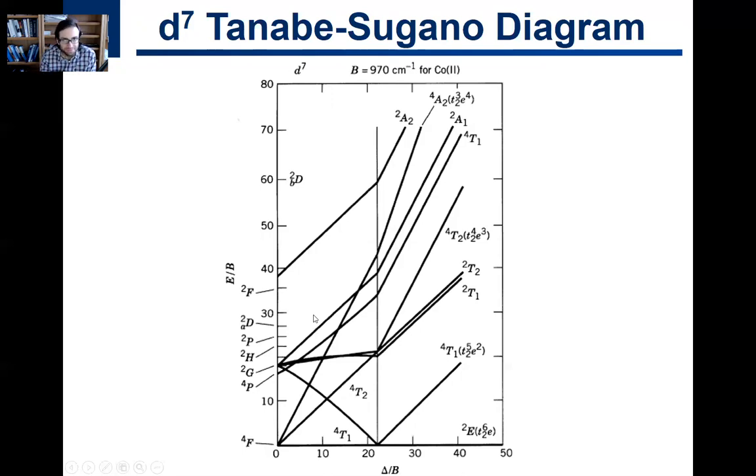So hopefully you'll be able to understand that. If not, please come get help from me. Also, these Tanabe-Sugano diagrams have the Racah B values for common ions. So cobalt 2+, you can see here, is 970 wave numbers. And so look for those as well.